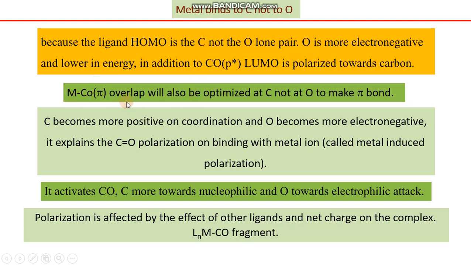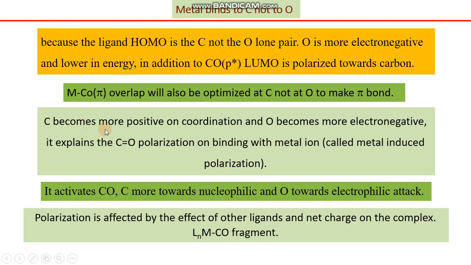Metal carbonyl bonds involve metal to carbon monoxide pi overlap. This will be optimized at carbon, not at oxygen, to make a pi bond. So the sigma bond, or sigma electron pair, is optimized at the carbon center, and the pi bond is also optimized at the carbon center. Therefore, carbonyl as a ligand is softer, and the resultant compound will be more stable if the metal is a soft metal or electron donor.